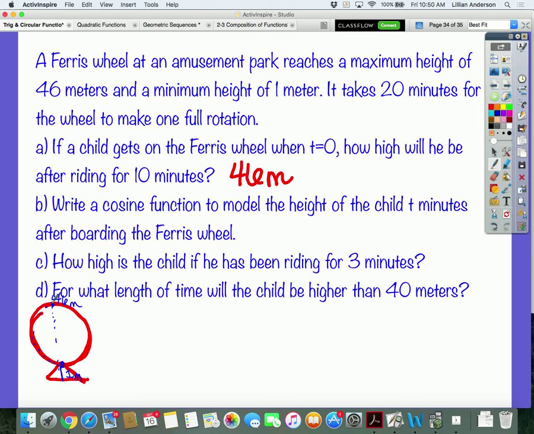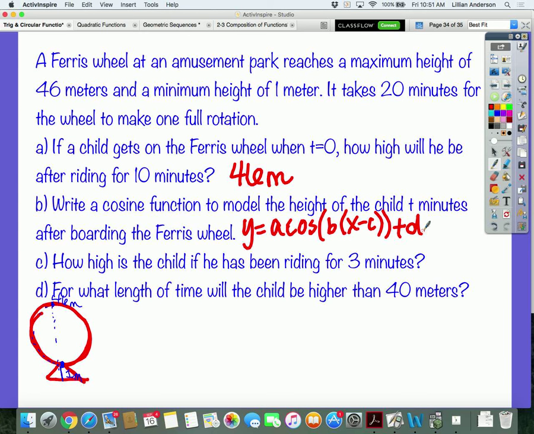Now we're going to write a cosine function to model the height of the child t minutes after boarding the Ferris wheel. So your equation is set up as y equals a cosine. Do you want to pull the b out or put it in? It's up to you. It's a little easier to leave it out because remember, when it's already pulled out, C is your phase shift. So if we have a phase shift, all we have to do is put that number in, and if we wanted to, we could distribute the B over after we find it.